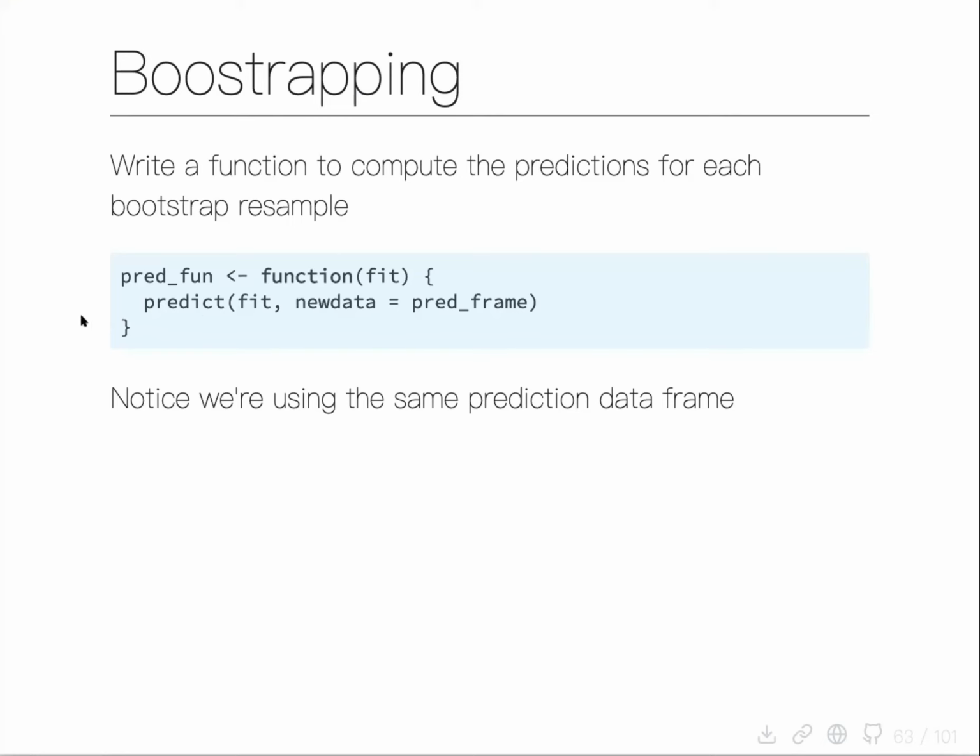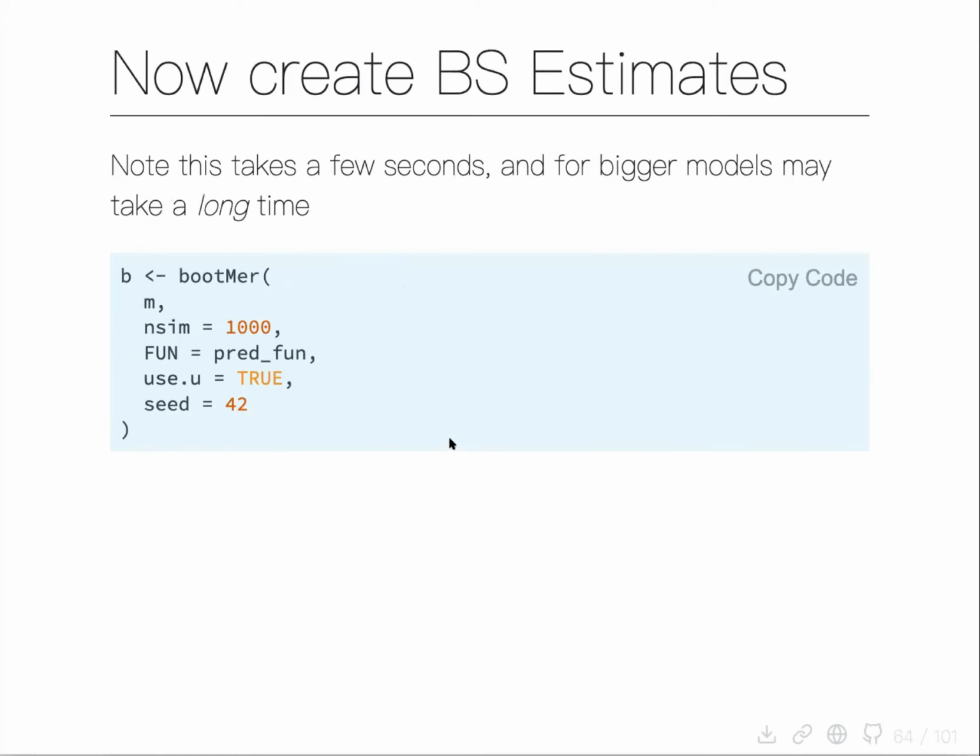But basically, what we do seems like it should be pretty straightforward. We just create a function to pull out what we want for each bootstrap. So I have a function with one argument, fit. And all I'm going to do is say predict from fit, where the new data is that predframe data that I created earlier. So that's the whole function. It's just going to predict on that data frame.